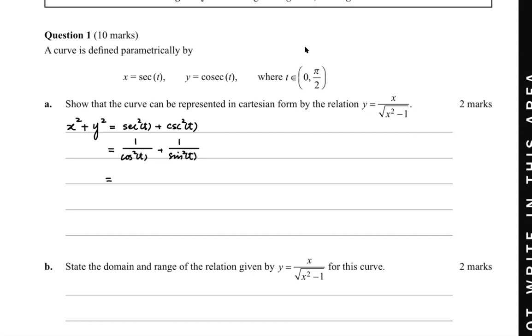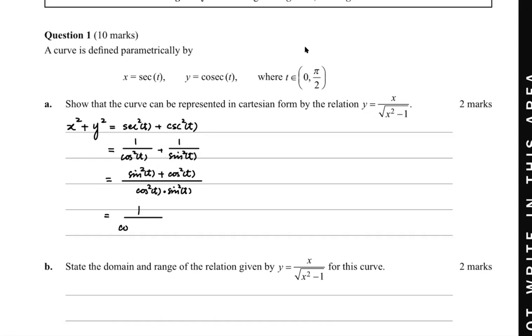I don't like them to be written as two individual terms. Instead, I'd like to combine them, which is taking the common denominator. So this will be cosine squared t times sine squared t. The first one will be multiplied by sine squared t. The second term will be multiplied by cosine squared t. So what is that? Sine squared plus cosine squared, which is 1.